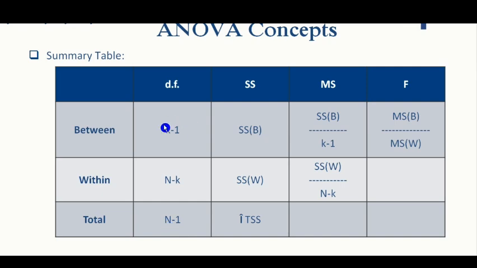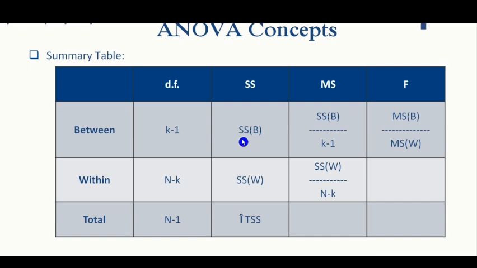N is the total number of observations. K minus 1 is the degrees of freedom for between. So if you are comparing 4 treatments, then this will be 3. And if you have, suppose, 60 observations, then this will be 59. You can obtain the within degrees of freedom by subtracting this value from this. So it will be 56, which is also 60 minus 4. In this way you compute this column.